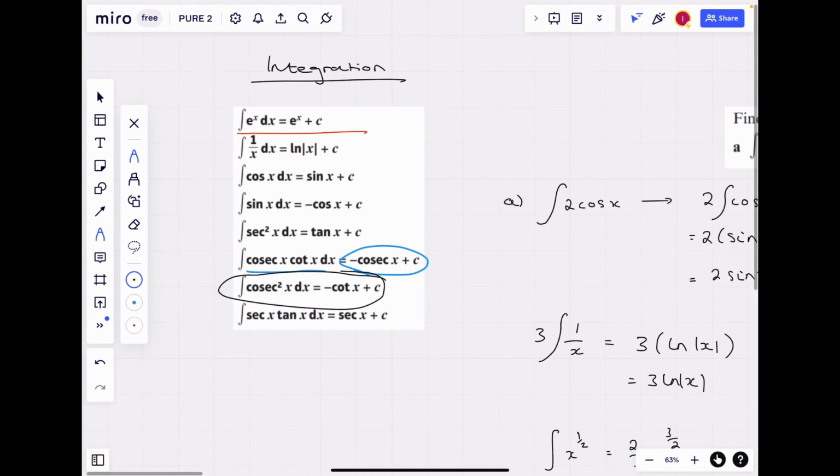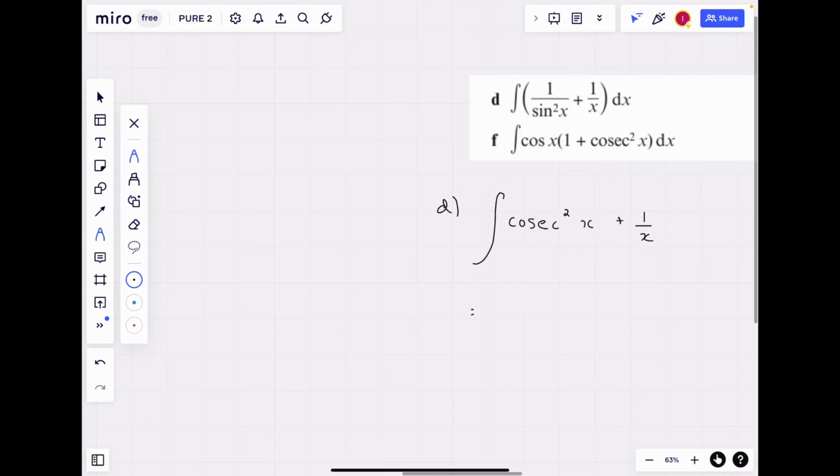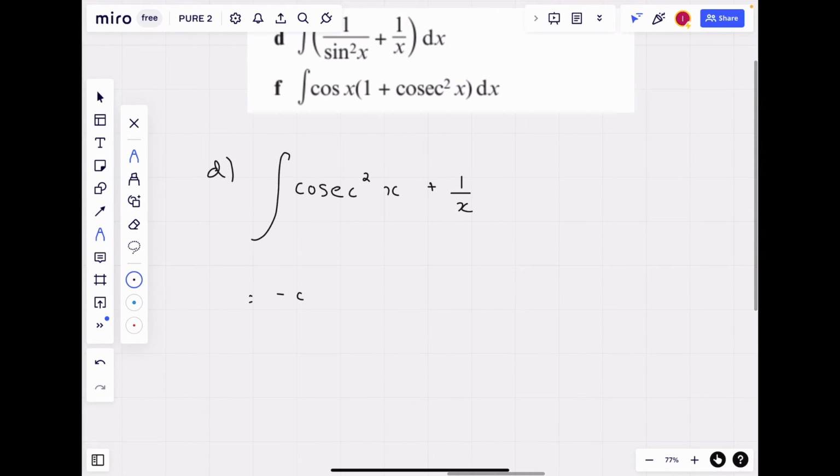Is there a way or is there a rule for cosec squared? Yes, there is right here. So, minus cot x plus ln x plus c. Done. That's it. That's that integrated. For f, again, you want to simplify. So let's expand the bracket. All with respect to dx, and same with this one.